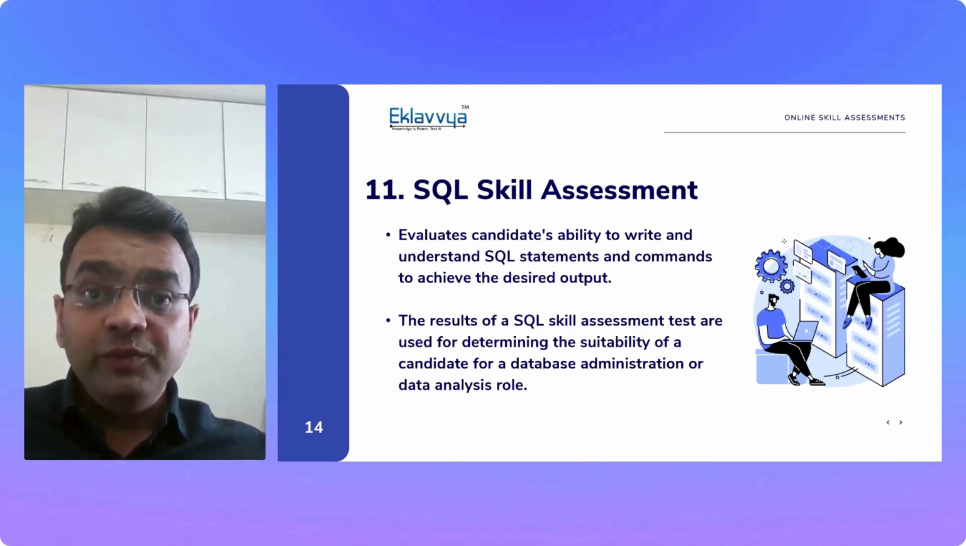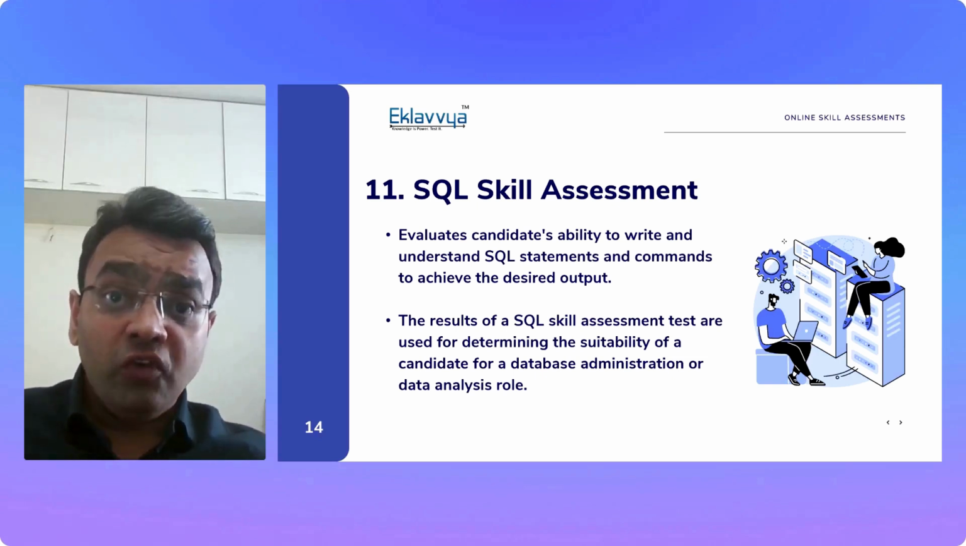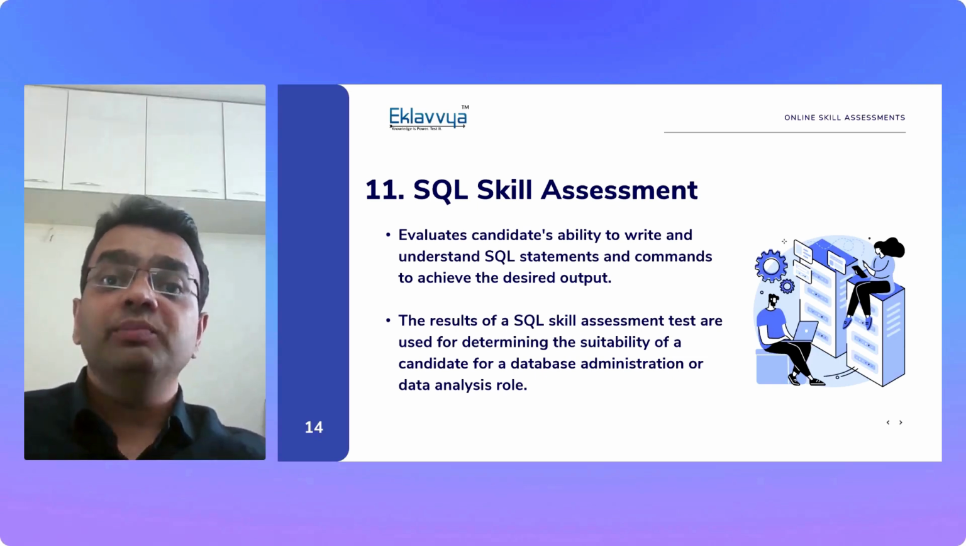If you are looking to hire a candidate having good listening skill, then online listening skill tests are very useful for you. If you are looking to hire a candidate having good SQL skill or database scripting skills, then you can opt for the online SQL skill assessment technique.